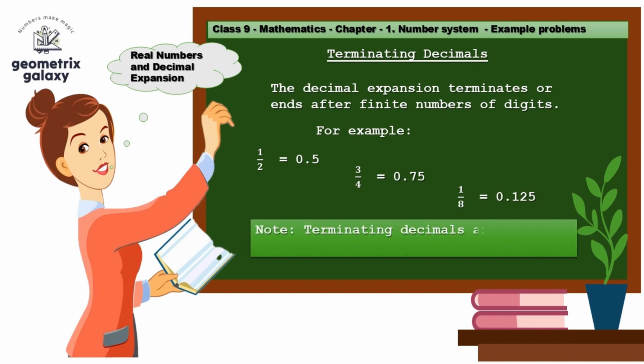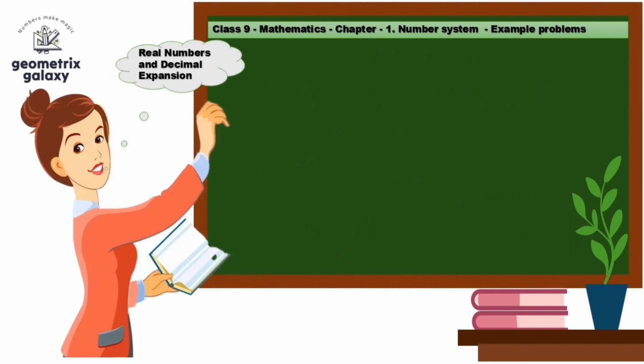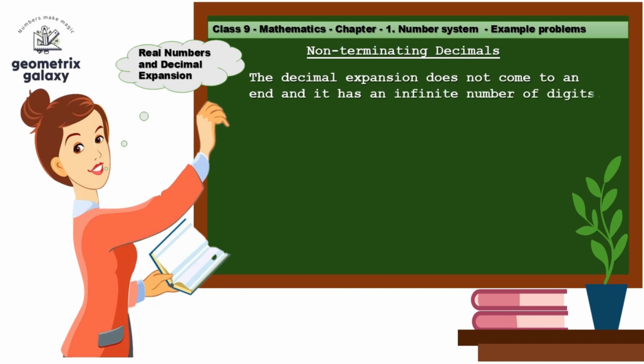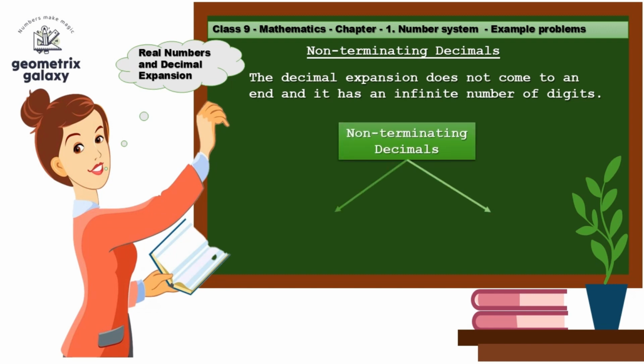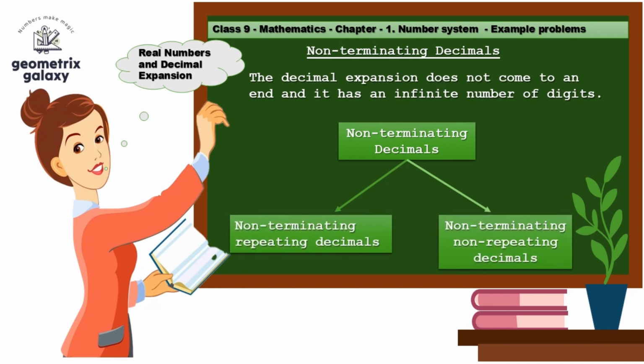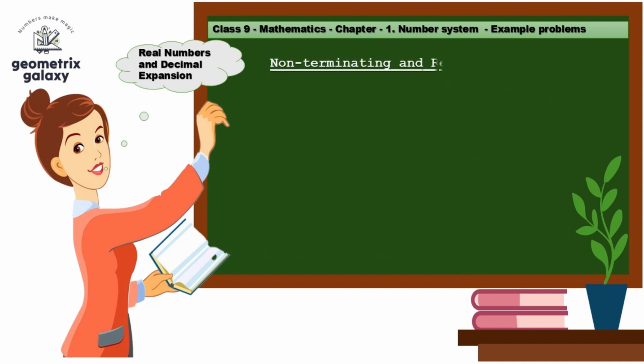So now let us see what is non-terminating decimals. Here the decimal expansion does not come to an end and it has an infinite number of digits. But this is further classified into two categories, that is non-terminating repeating decimals and non-terminating non-repeating decimals. We will see first non-terminating and repeating decimals. The decimal expansion will have repeated numbers. See the example.